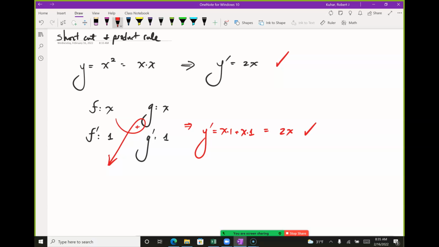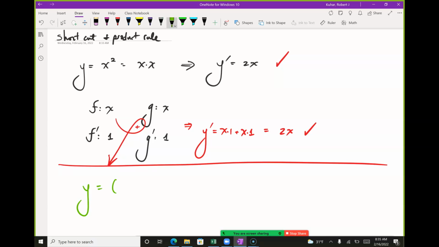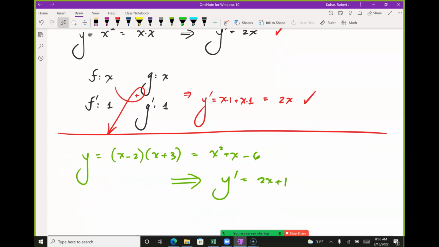Let's do another one, shortcut and product rule. So let's say y equals x minus 2 times x plus 3. So clearly a product, right? And if I FOIL everything out here, what do I get? I get x squared plus x minus 6, right? Agreed? And so what do we get for y prime? We get 2x plus 1. Everybody with me there?